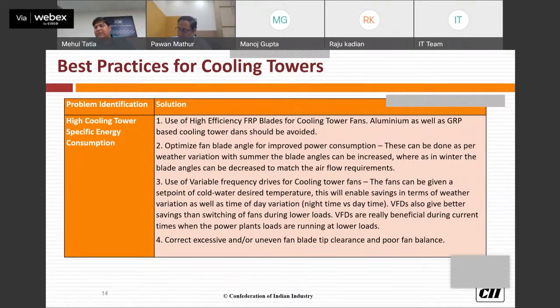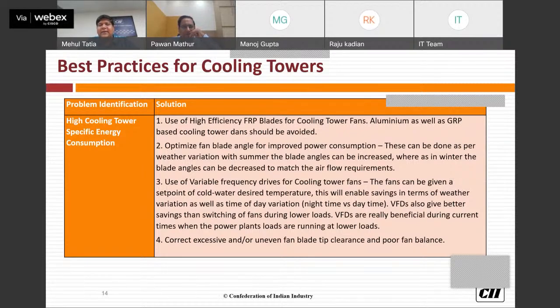Variable frequency drives, I mean, cement plants need no introduction to this. Most of the plants are actually using it. But again, how you are using it, how you are managing it, what control loops you are using is equally important. For cooling tower fans, if you are using a water-cooled condenser, then your condenser outlet temperature could be a feedback. And if you are using an air-cooled condenser, then you can directly give a command of vacuum to it. So the VFDs will maintain the vacuum levels in the air-cooled condenser.